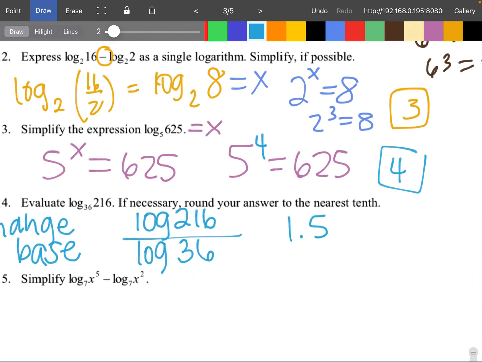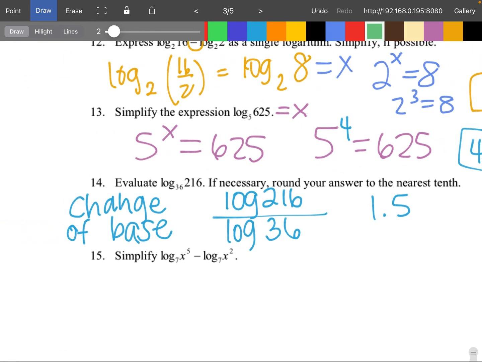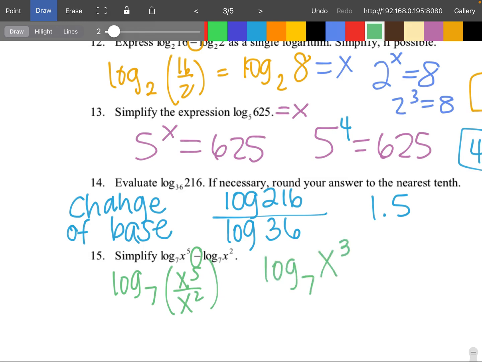And then lastly, number 15, we have to simplify. So let's use our properties. Because I have subtraction, I'm going to use division. So log base 7 of x to the 5th divided by x squared. Well, x to the 5th divided by x squared is x to the 3rd. So this becomes then log base 7 of x to the 3rd. And then remember, when you have exponents, the exponent can come down in front. So then it's 3 times log base 7 of x. And that would be your final answer.